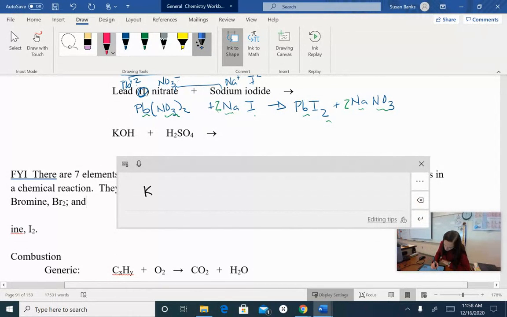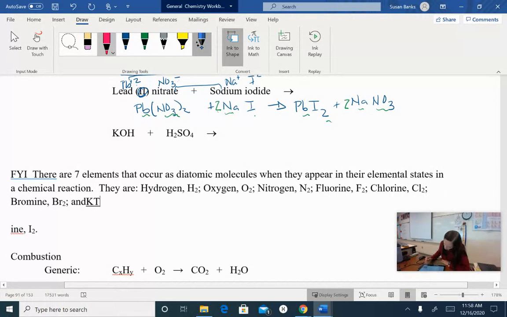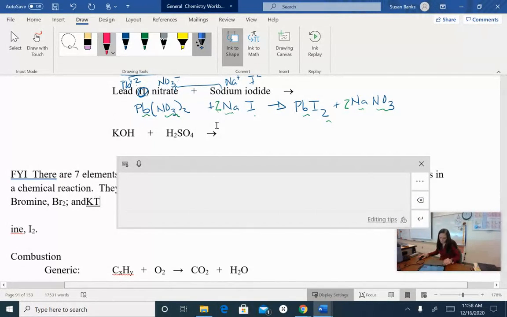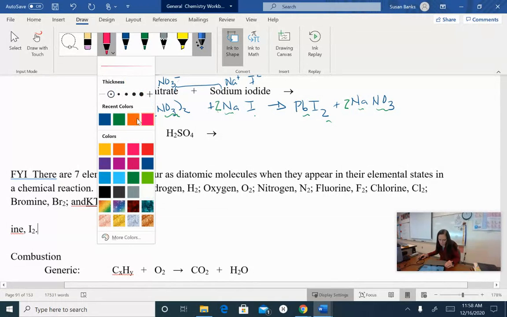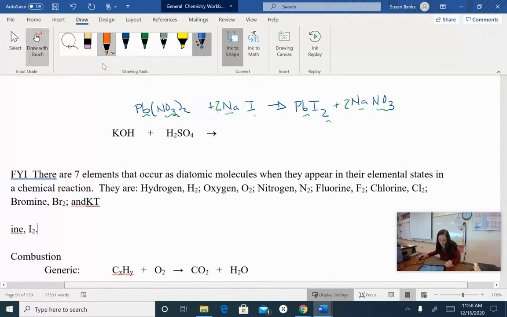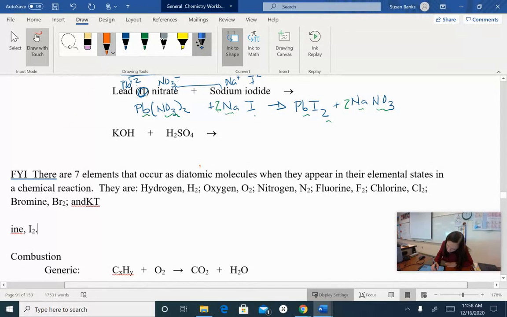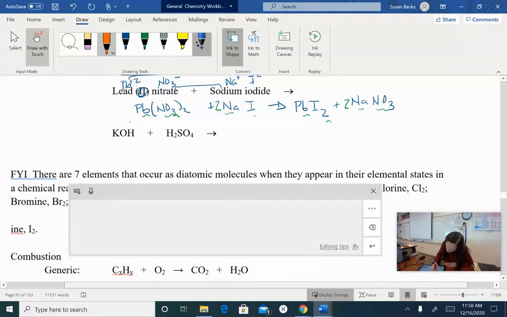Okay, so potassium is a positive 1. Hydroxide is a negative 1.